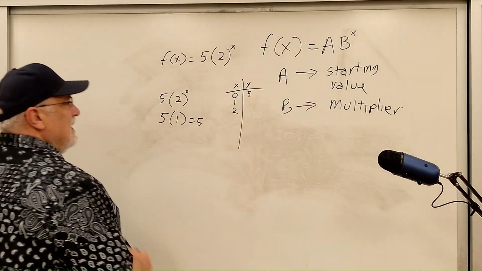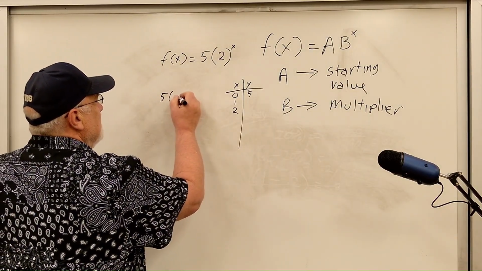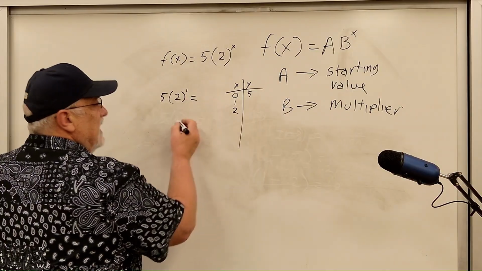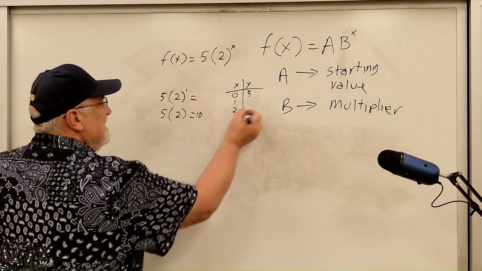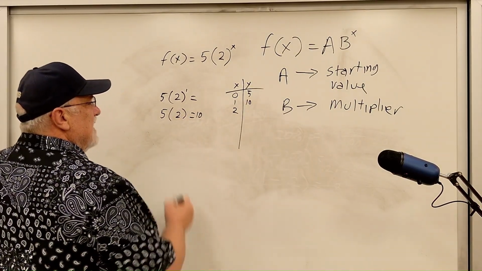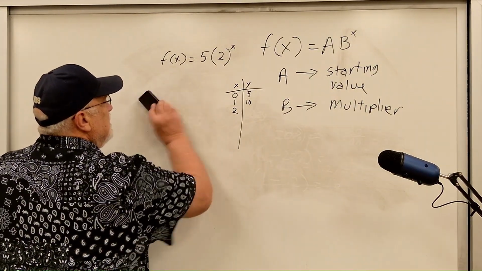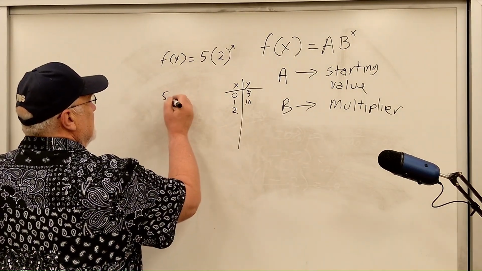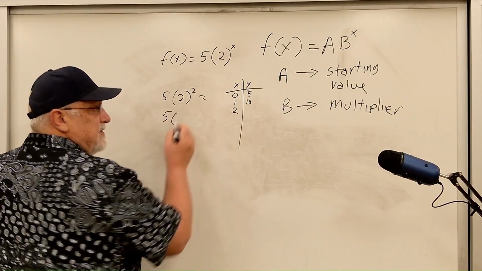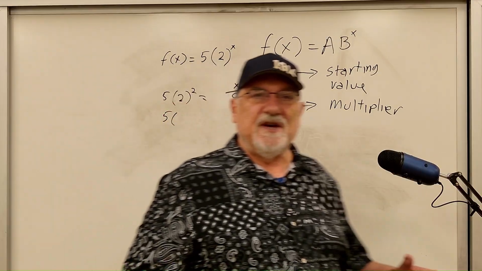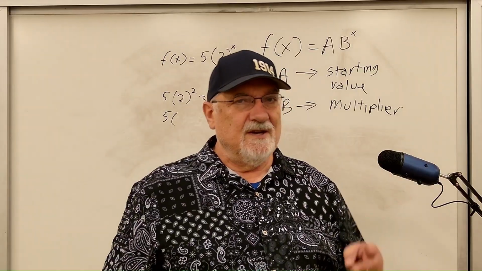Now let's make x a 1. So we have 5 times 2 to the first power, and 2 to the first power is just 2. 5 times 2 equals 10. So when it's 10, look at that, it doubled. Now let's see what it will be on the next day, which would be 5 times 2 to the second power. To the second power just means you have two 2's multiplied together. So 2 to the second power is 2 times 2, which is 4.